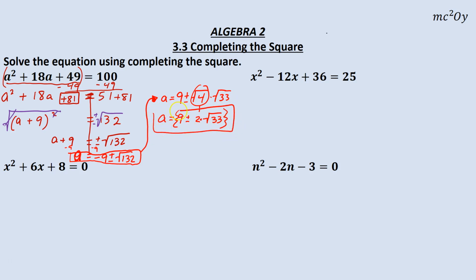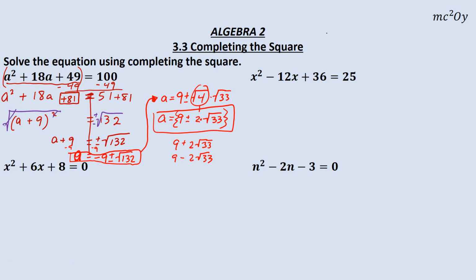And there's actually 2 answers there, right? There's 9 plus 2 root 33, and there's 9 minus 2 root 33. So that's why we have set notation there. Okay, now I won't get as elaborate in all of them and explain, but I think that was important to kind of go through. So let's go ahead and try another one here.